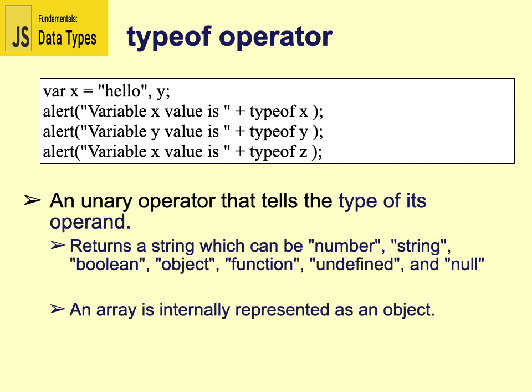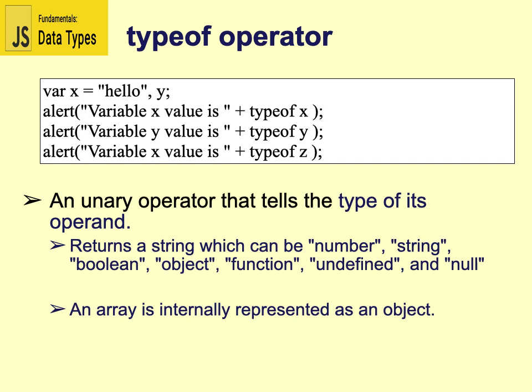Now the typeof operator. The typeof operator retains the type of a particular variable. See the script. Let variable x is equal to hello, comma, y. Then the x and y values are returned using the alert method. Alert variable x value is plus typeof x. Then variable y value is typeof y. Variable z value is typeof z.